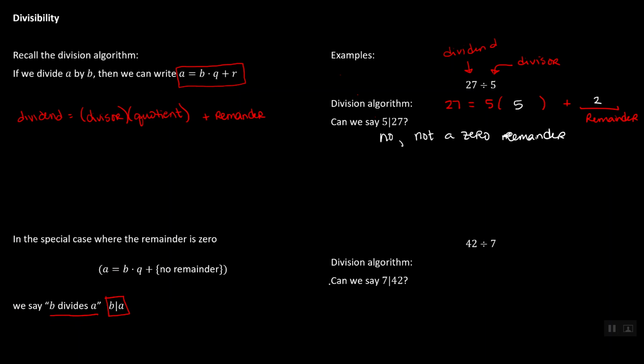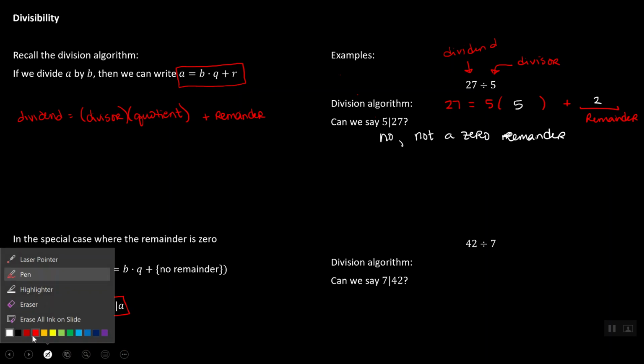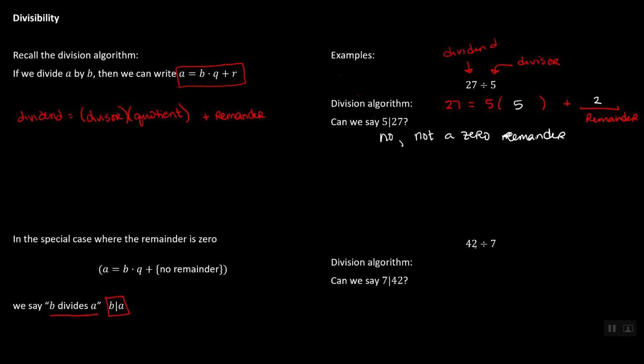What about 42 divided by 7? If we treat that as a division algorithm problem, we would write our dividend, 42, is equal to our divisor, 7, times some quotient plus hopefully a 0 remainder. And maybe you remember that 6 times 7 is 42, which means our remainder would be 0 here. Therefore, yeah, we can say that 7 divides 42.